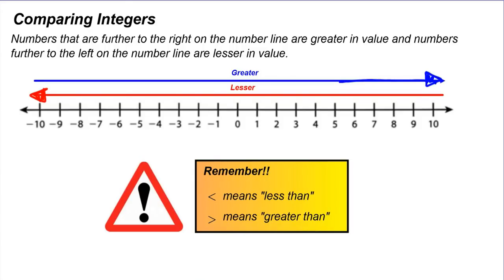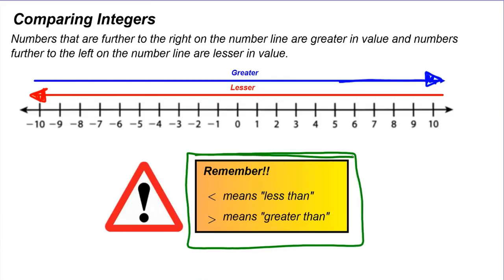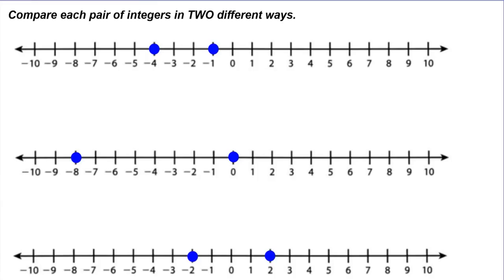And then just a reminder, in this box, remember these signs. If you can't remember these inequality signs, please take notes and write those down. This symbol right here, that arrow pointing to the left, means less than, and the arrow pointing to the right means greater than. So let's make some comparisons here of these two numbers. So I've got two integers graphed on each number line, and I want to compare each pair of integers in two different ways. So what are two ways that I could make a comparison of these integers?